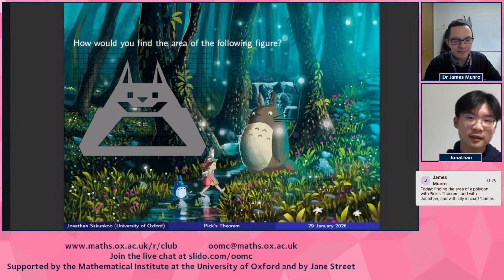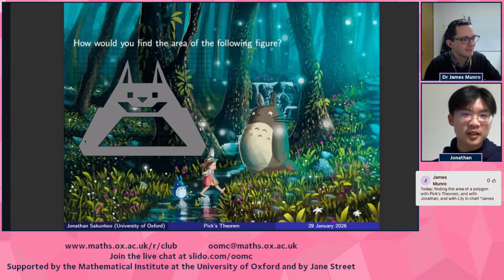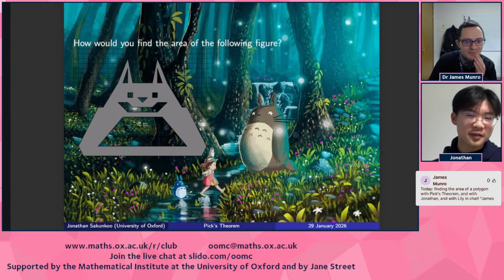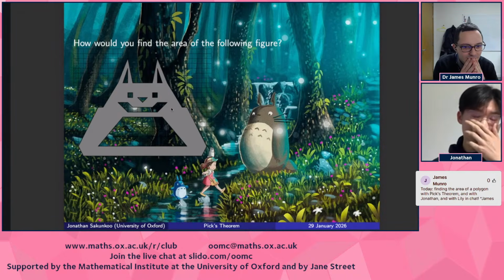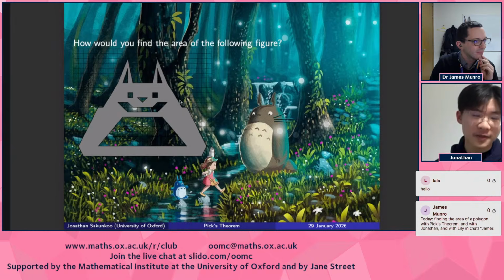So to start off with this, you can see that this is Satoru, a Japanese cartoon figure. If you know him, then it'll be fun. But you can approximate him with this drawing, and if you see closely, then we can actually draw him as something on a grid. And you might wonder, what's the area of this figure? And so actually we can do something more interesting.